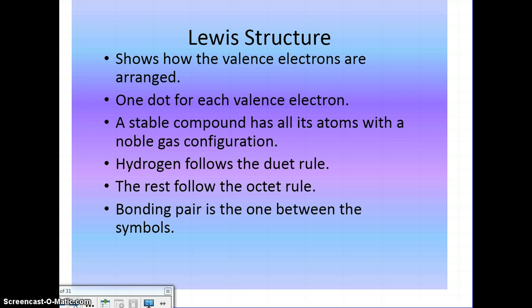All right, and that's all you needed to know for covalent bonding right now. Covalent bonding, you know what I meant.